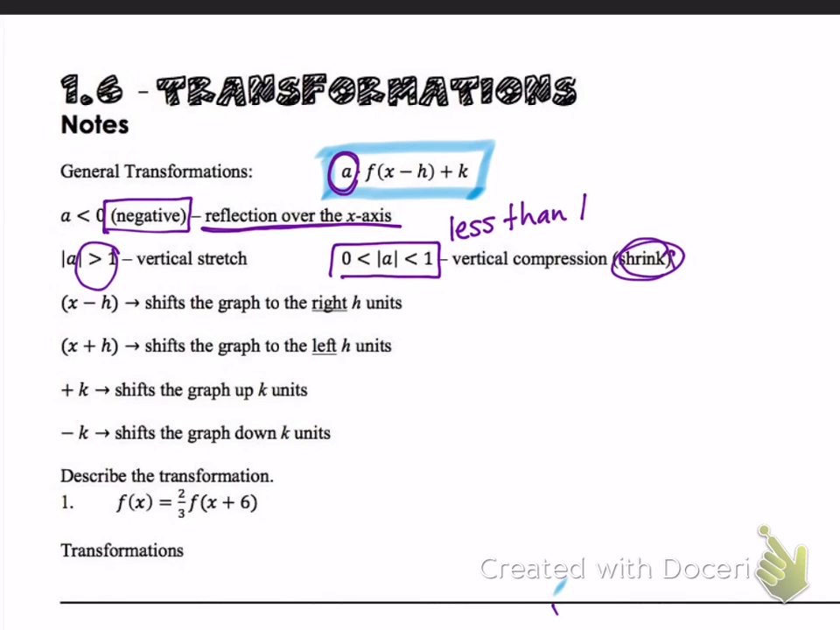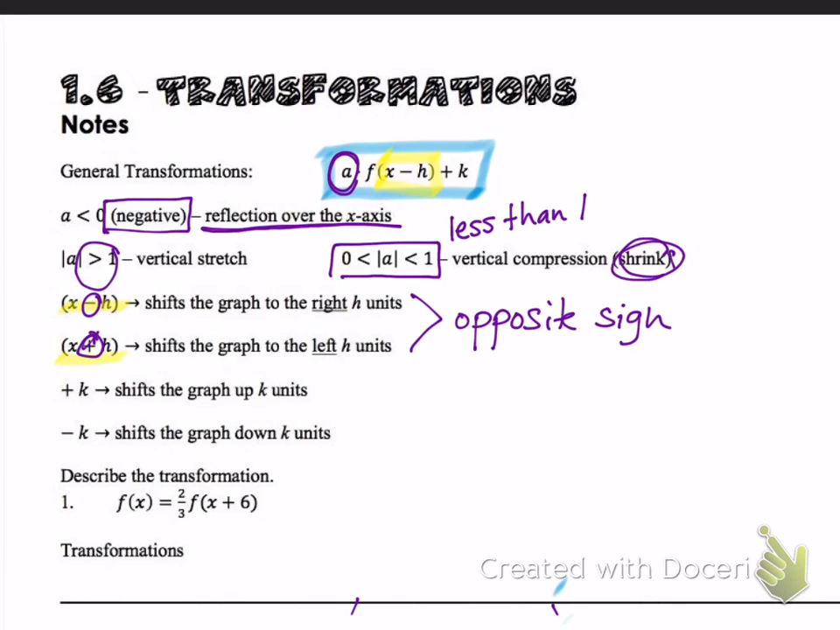Then you look inside the parentheses. So these are the numbers that are connected with the x. They're connected with the x, so they have to be inside the parentheses. And that determines whether the function goes left or right. If it's inside the parentheses, you always take the opposite sign. So if it's x minus a number, that means it's going to go right that many units. If it's x plus a number, that means it's going to go left that many units. So you take the opposite sign of what you would think, only if it is inside the parentheses. Take the opposite sign.